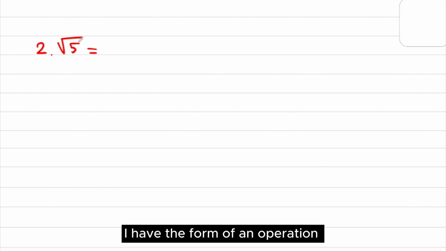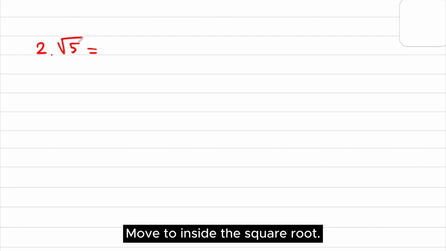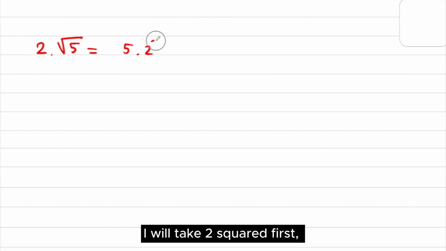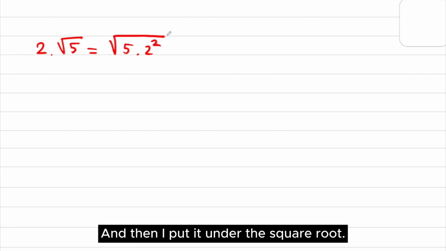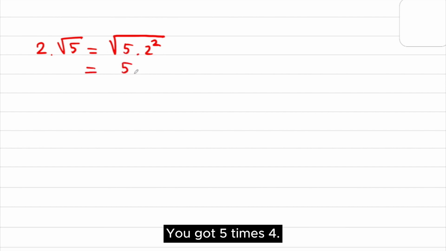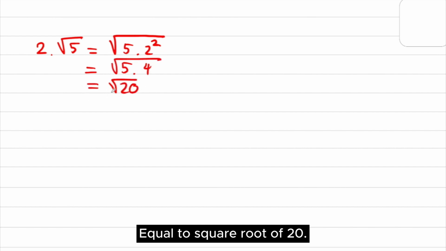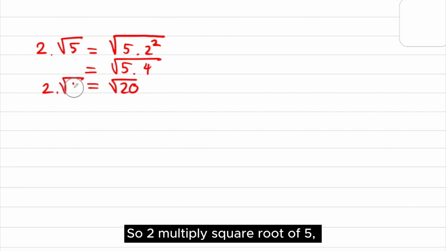I have the form of the operation 2 times square root of 5, and I want to move the number 2 from outside the square root to inside the square root. I will take 2 squared first, and then I put it under the square root, like this. Calculating this one, you got 5 times 4, and then you got square root of 20. So 2 multiplied by square root of 5 gives a single square root of 20.